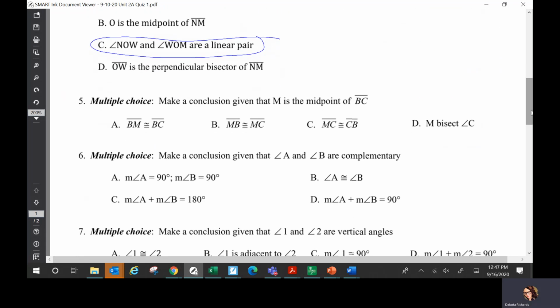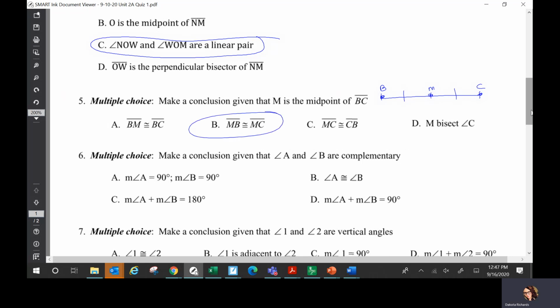Number 5, make a conclusion given that M is the midpoint of BC. So for this one, draw a picture. You know that M is your midpoint and we have B, C. So if M is your midpoint, MB and MC are going to be the same.